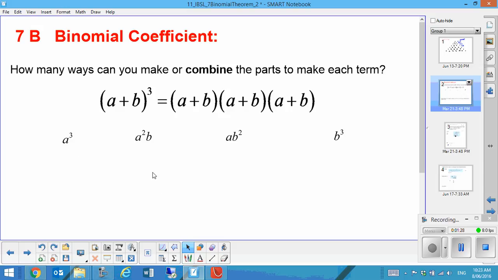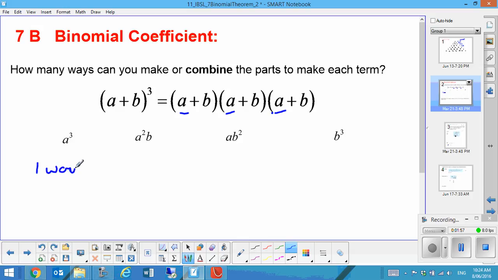So if we start off looking at our a cubed, how do we get our a cubed? We can see that to make that, we would have multiplied a times a times a. So in other words, there's only one way we could have made our a cubed.